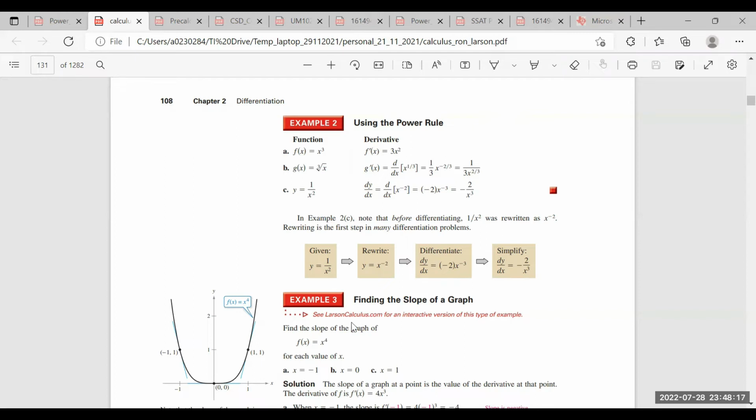Okay, now I want you to work on example 3. You're supposed to find the slope of this graph where the function itself is x power 4 at 3 different points. And I hope you remember this. When someone asks you to find the slope of a graph, you have to figure out the derivative and then substitute the point at which you're trying to find the slope. Try this out.